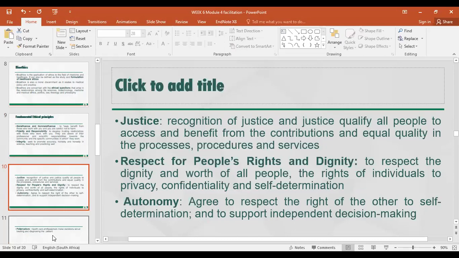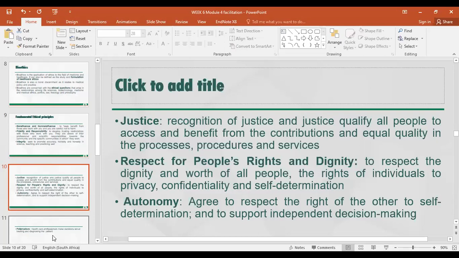Justice is another ethical principle. And what do we mean by justice? That is, the recognition that justice qualifies all people, irrespective of their class and status, to access and benefit from the contributions and have equal quality in the processes, procedures, or services being provided. And so it is giving fair and equal chances to every individual to have access to procedures and services irrespective of their class.